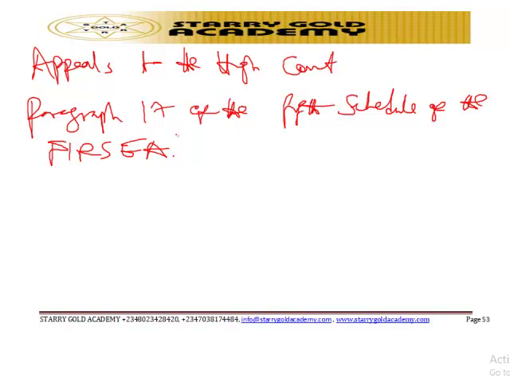So further appeal against the decision of the Federal High Court at the instance of either party shall lie to the Court of Appeal and subsequently to the Supreme Court. Are we together?